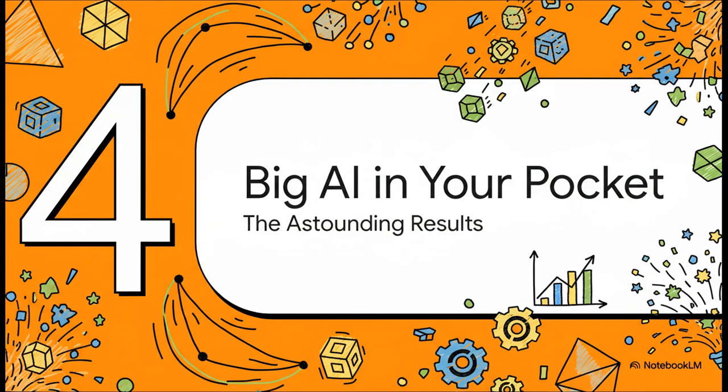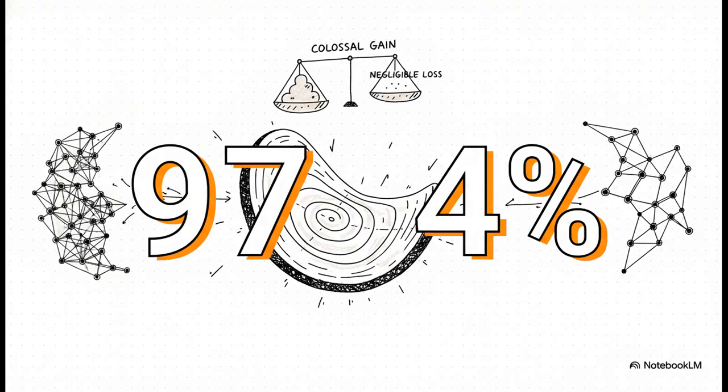But of course, the real test is in the results. And honestly, the outcomes of this little geometric trick are, well, they're nothing short of astounding. This is where all that cool theory becomes a mind-blowing reality. So what's this number? 97.4%. That is the percentage of the original model's quality that was kept after being compressed into this new space. That's an almost tiny, negligible loss for a truly colossal gain in efficiency.